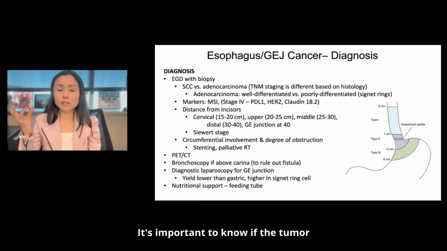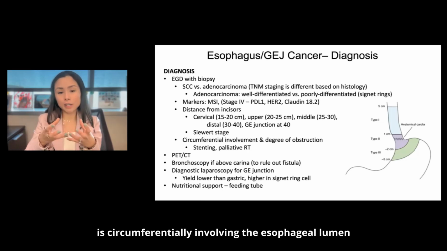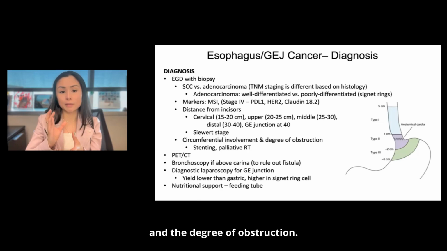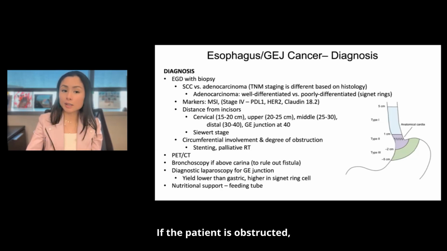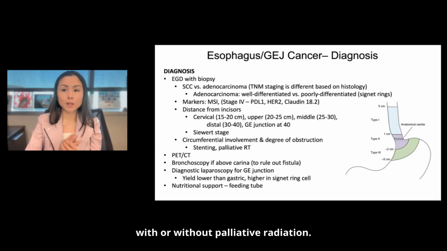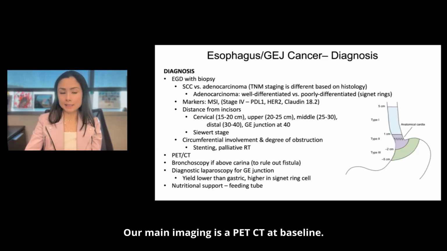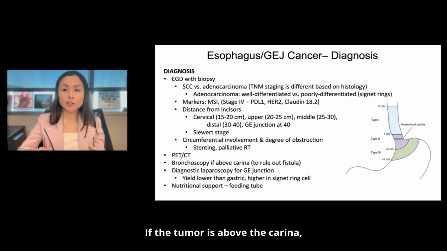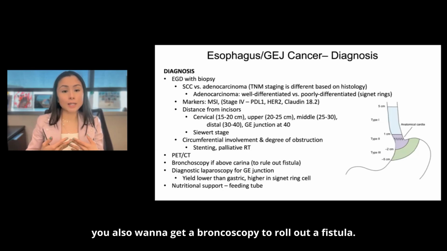It's important to know if the tumor is circumferentially involving the esophageal lumen and the degree of obstruction. If the patient is obstructed, they may benefit from stenting with or without palliative radiation. Our main imaging is a PET CT at baseline. If the tumor is above the carina, you also want to get a bronchoscopy to rule out a fistula.